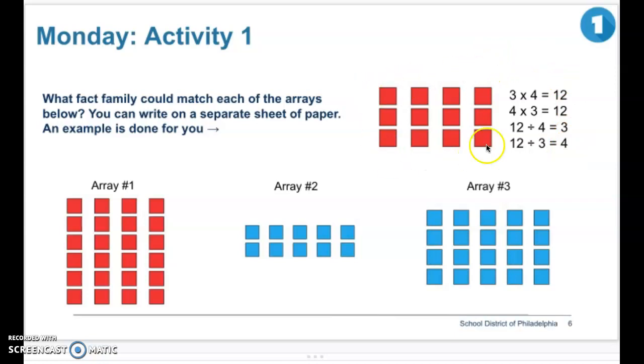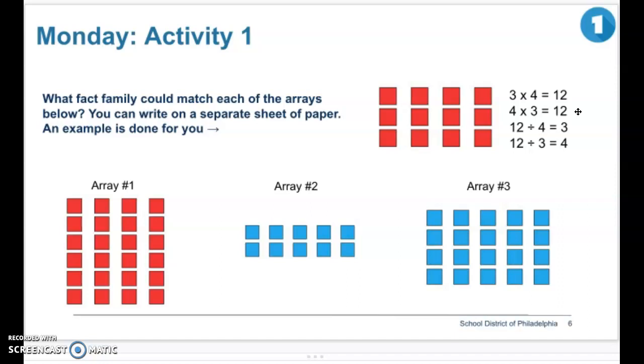I see an array. The array has 3 rows and 4 columns. I can represent that array using a couple of multiplication facts. I have 3 times 4 equals 12. I also have 4 times 3 equals 12. I can think about an array and division as well.